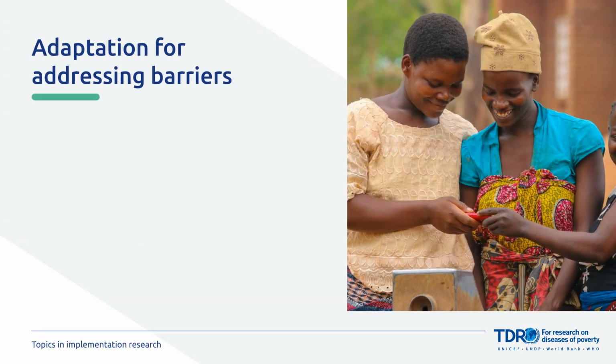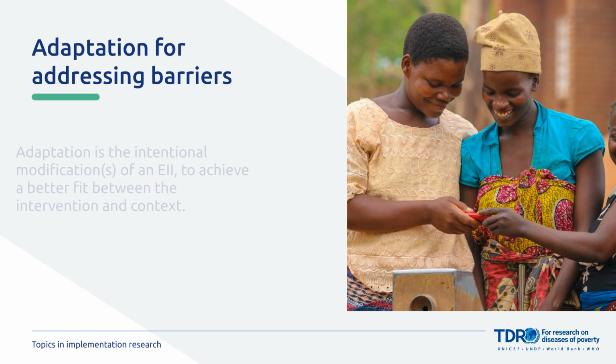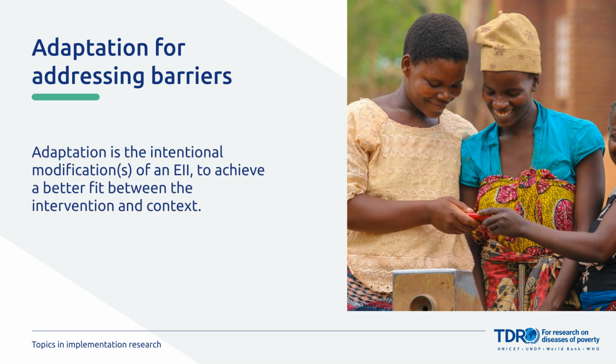Evidence-based interventions do not adhere to a one-size-fits-all approach. In the following section, we delve into the nuances of different types of adaptations and highlight the importance of tailoring evidence-informed interventions to better suit the target population or local conditions. Adaptation involves purposefully modifying an evidence-informed intervention to enhance its alignment with the specific context in which it is being implemented.